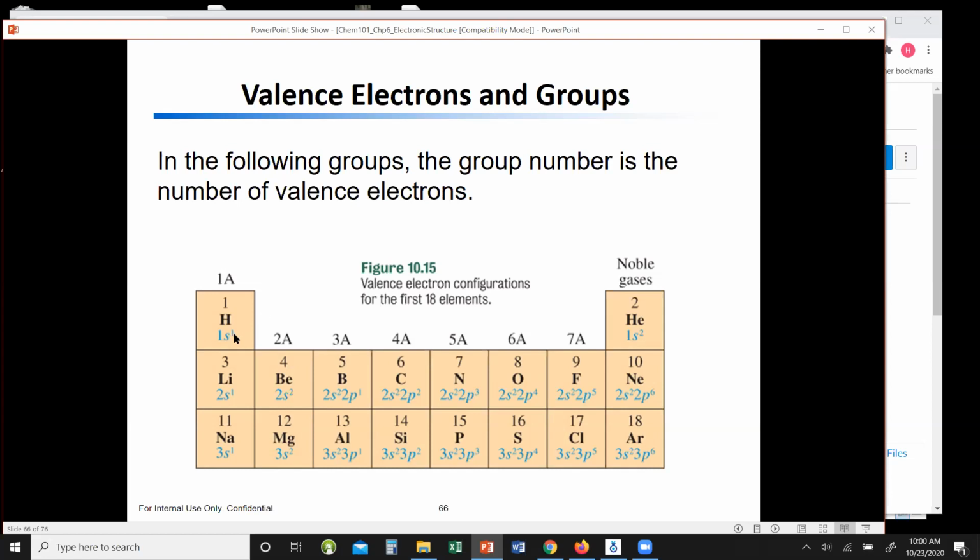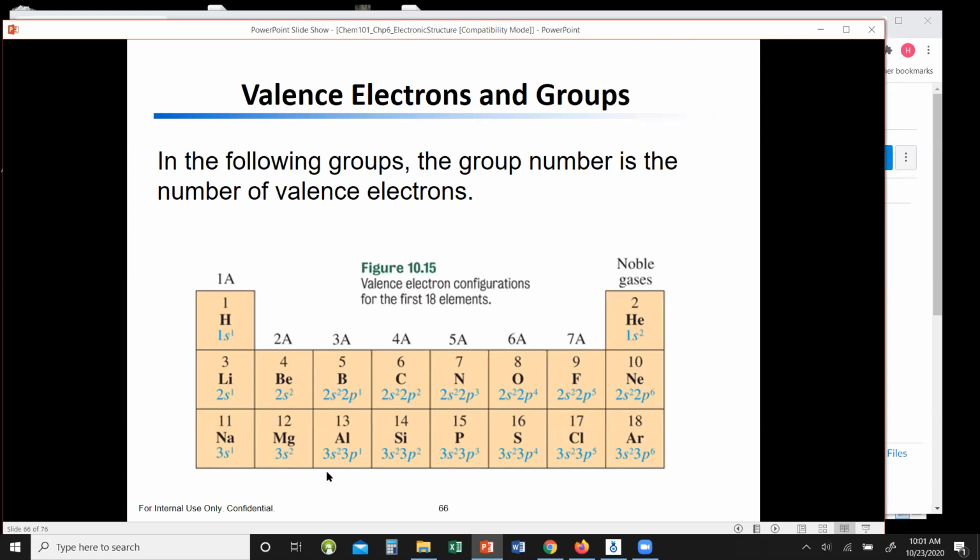See this number on top of that s? What's the number on top of that s? 1. How many valence electrons do we have? 1. How about here, beryllium? What's the number on top? 2. Magnesium? Also 2. Boron, how many valence electrons? 3. Yep, 2 plus 1. Aluminum, how many valence electrons? 3. Do you see a pattern here? The column is the valence electron count.